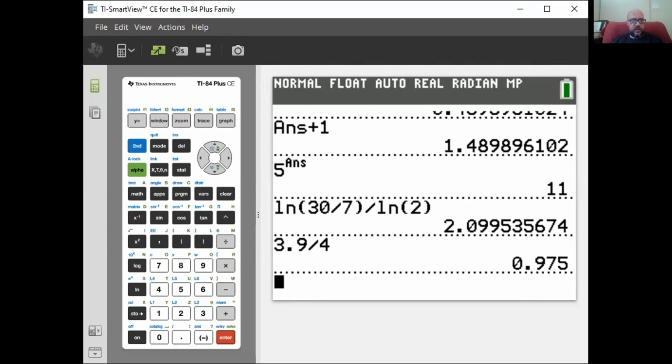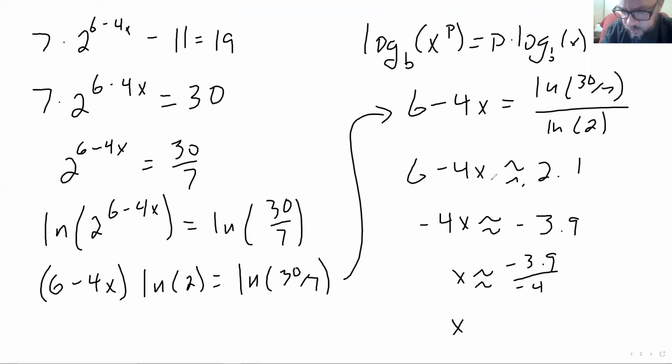So let's write that down as my answer. x is about equal to 0.975. Okay, so if I were to take 0.975 and put it in there, let's see what happens. I'm going to do 2 to the 6 minus 4 times 0.975 and do all the rest, and see what I get. Sorry, 7 times 2 to the 6 minus 4x.